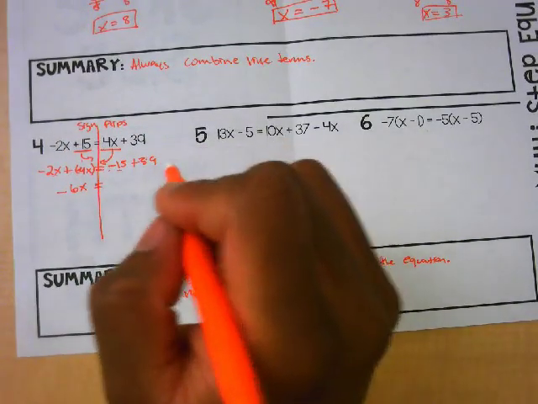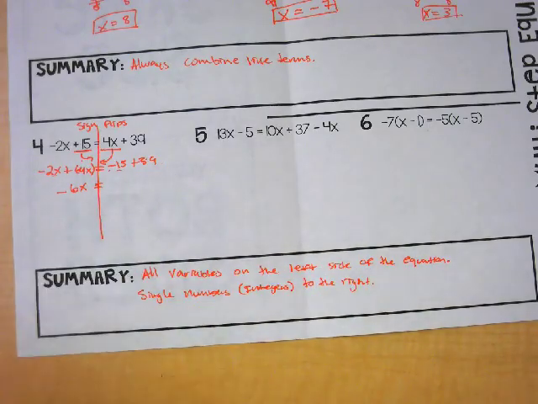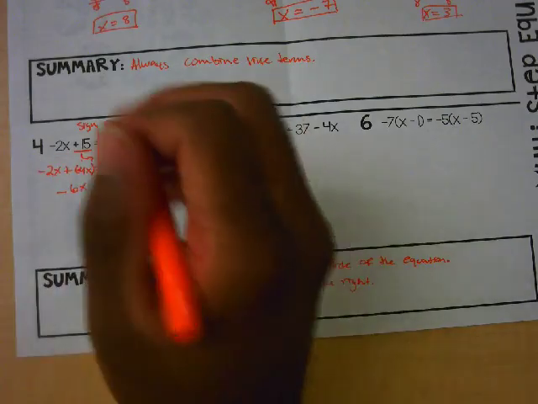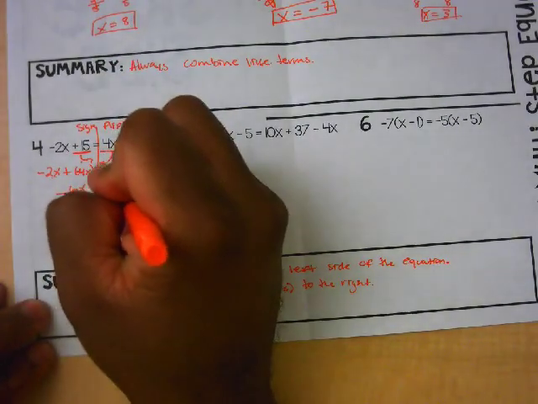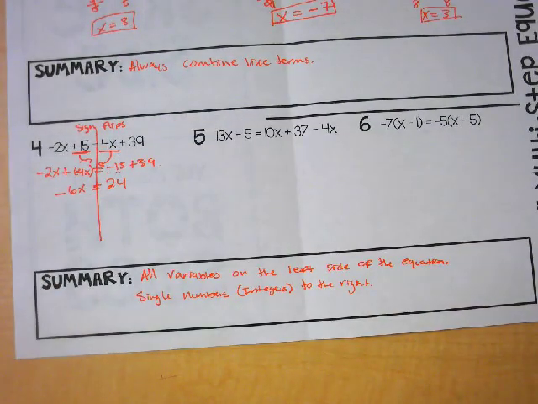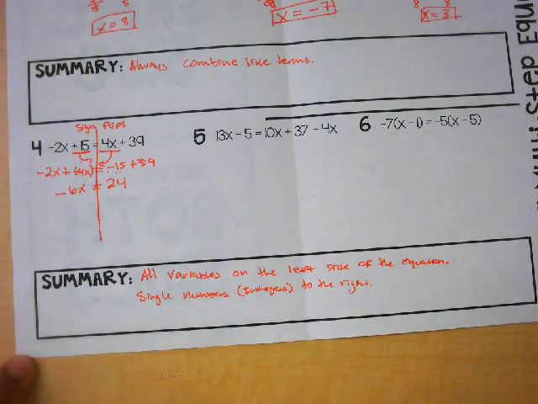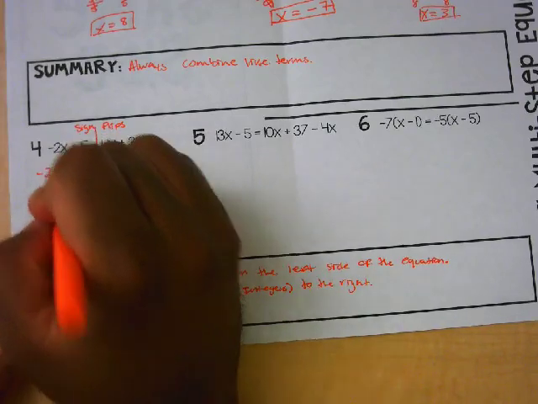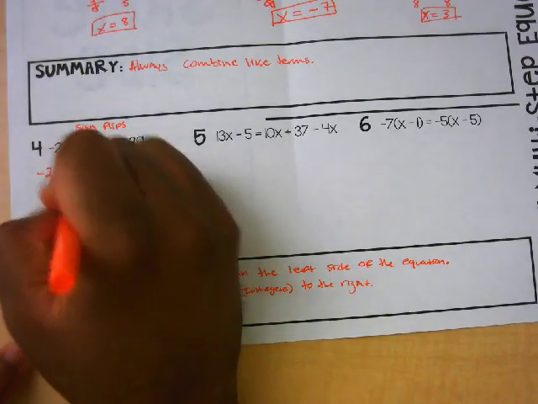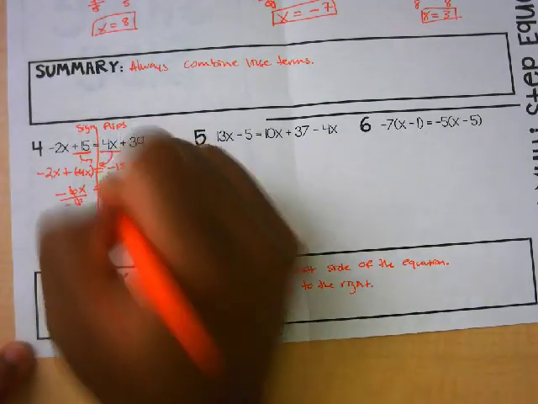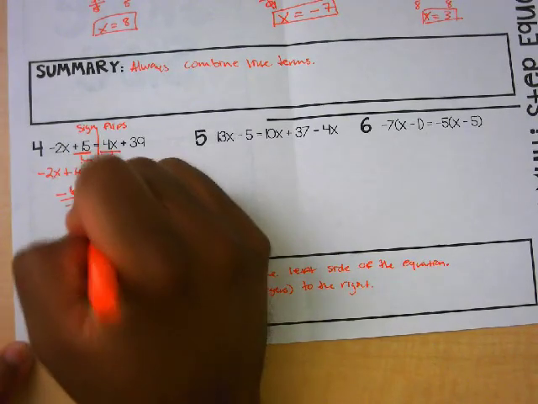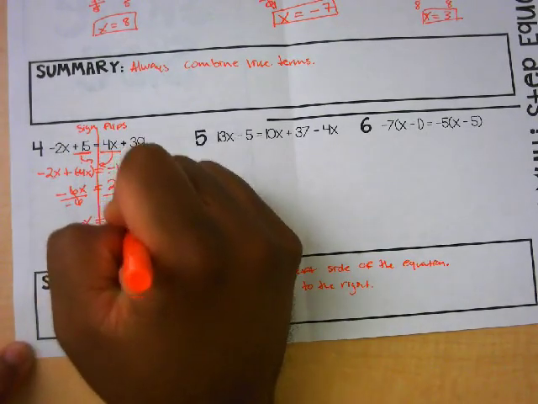And then we have a negative 15 plus 39. And that's positive 24. So now we have negative 6x equals 24. And then from here, I solve it by dividing by negative 6, dividing by negative 6. So x is equal to negative 4.